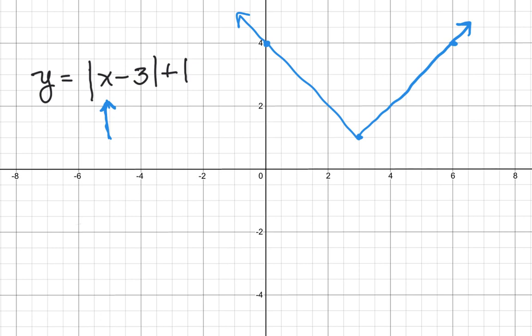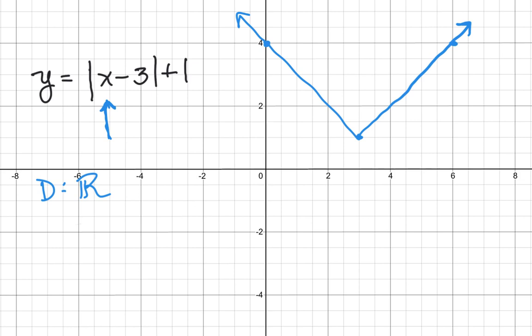I can plug in big numbers, I can plug in small numbers, I can plug in positives or negatives, fractions, decimals, zeros, rational numbers, irrational numbers. It doesn't matter. Any number I plug in for x, I'm going to get a y output. So my domain for any absolute value function is all real numbers. Unless we're told specifically that we have to restrict something, the domain is all real numbers.